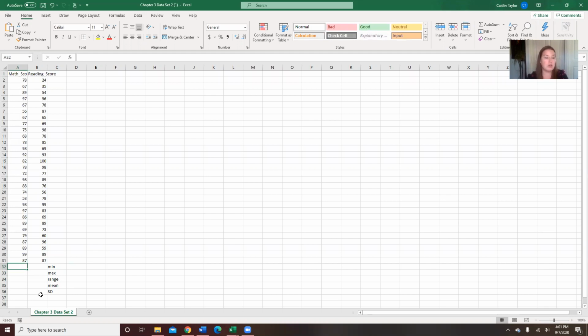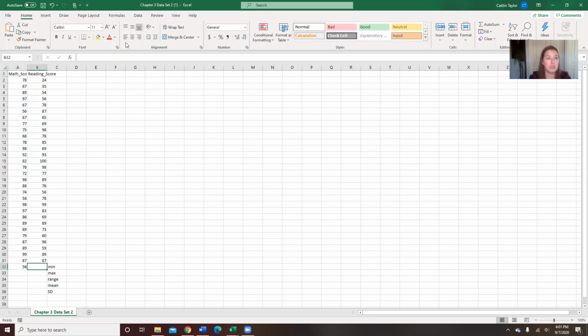So if it's asking you to first calculate the minimum, remember for minimum, this part is now review from Chapter 2 last week. You write equals min, and then tell Excel what is the range of values you want to calculate the minimum score for, that you want it to identify the lowest value. Here we're looking at, for the math scores, from A2, column A, row 2, all the way down to A31, right? So A2, remember colon tells Excel what the range is. So A2 colon A31, close your parentheses, and that gives you a minimum of 56.